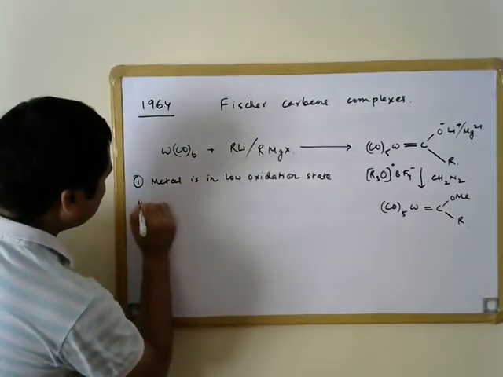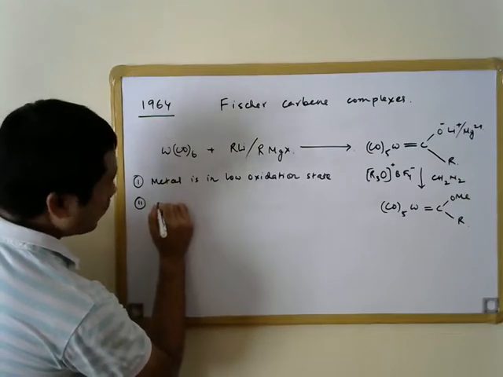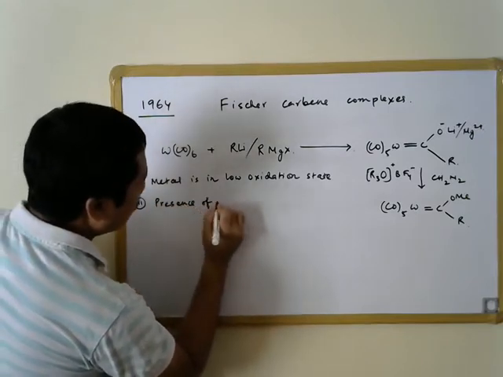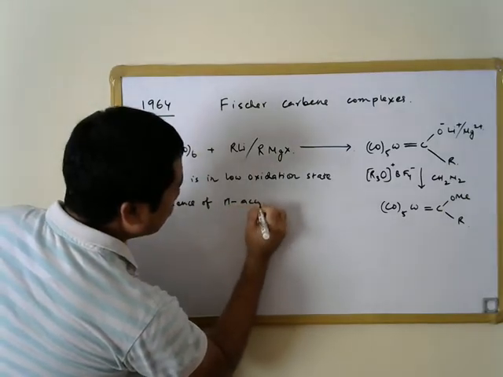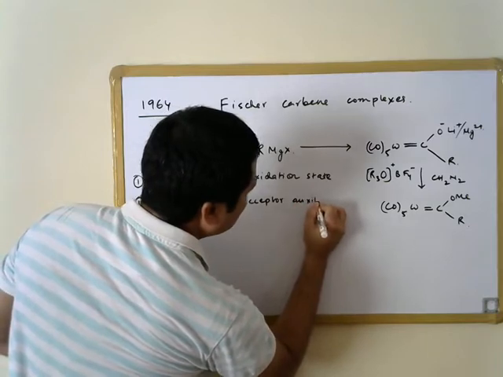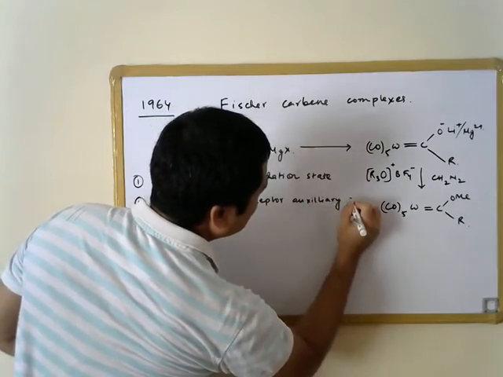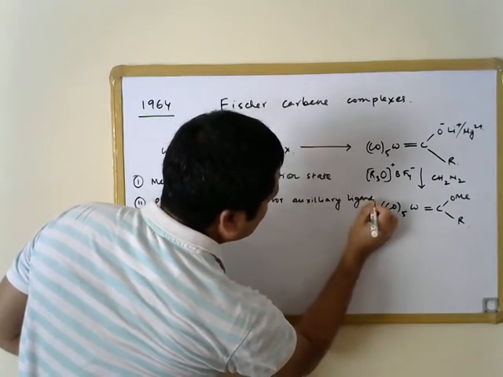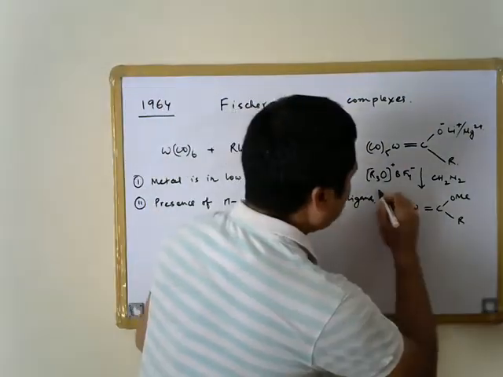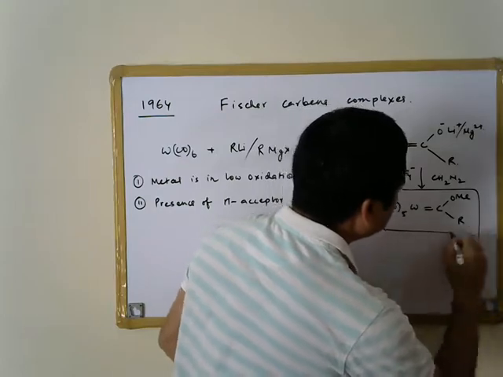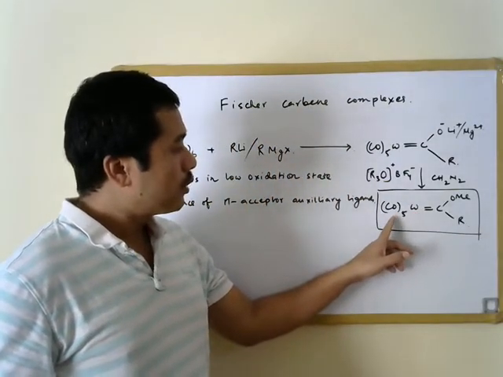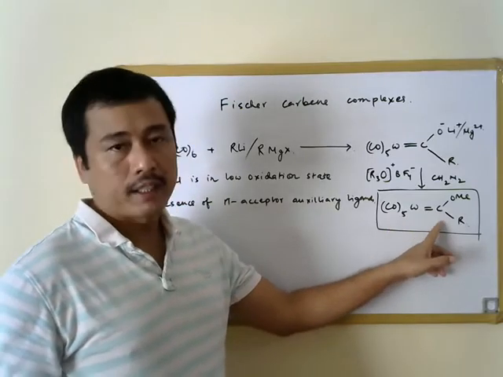So the second criterion is the presence of pi acceptor auxiliary ligands. What we see in this particular Fischer carbene complex is that the metal center, that is tungsten, is attached also to five carbonyl ligands apart from the carbene ligand.